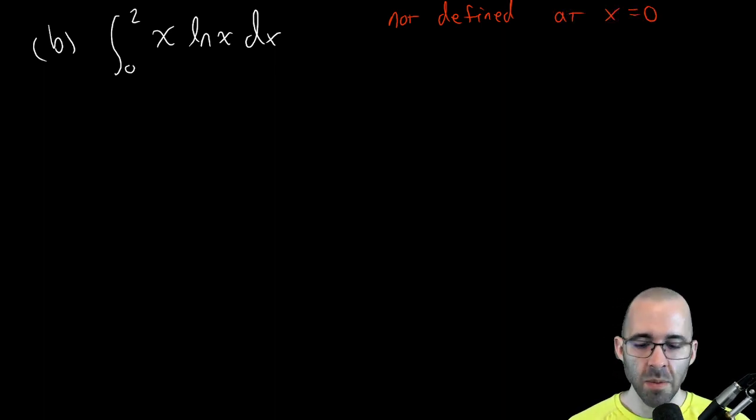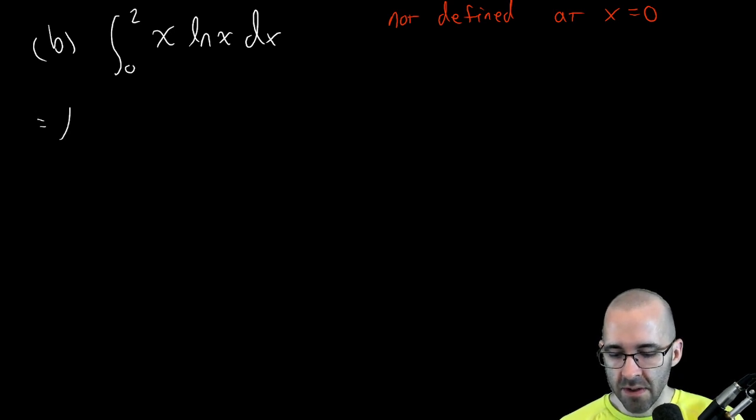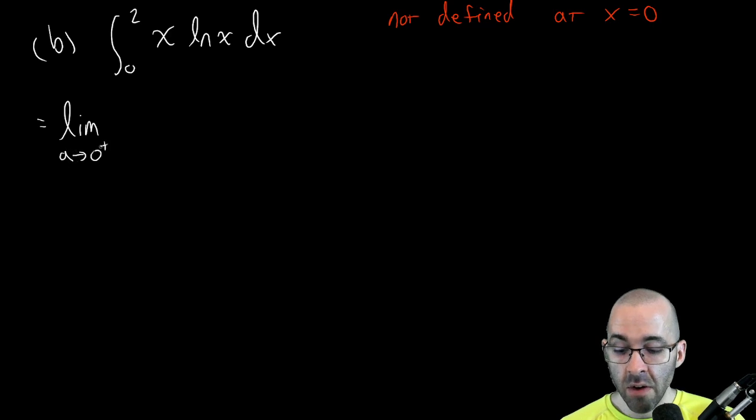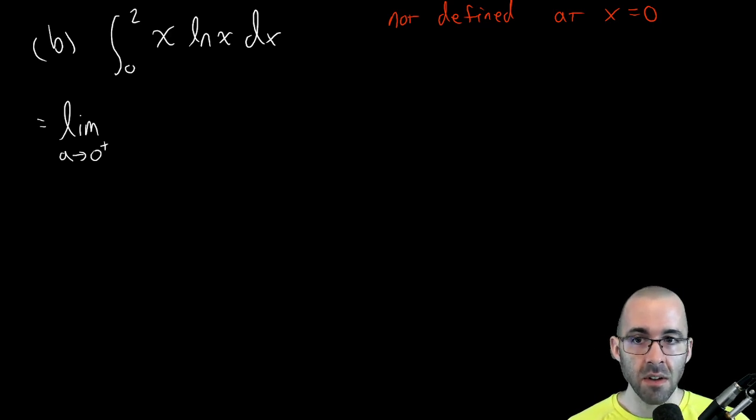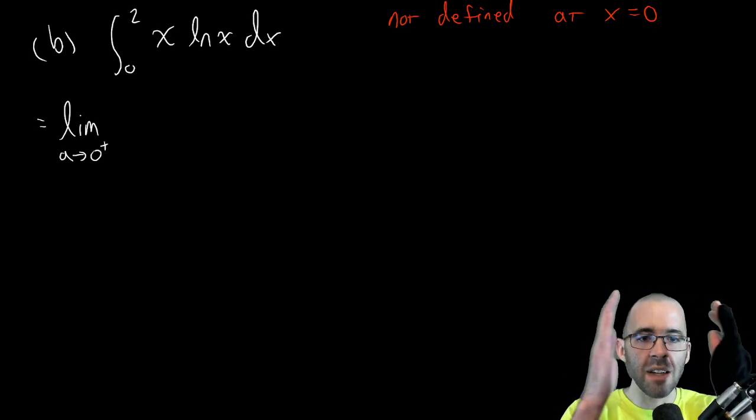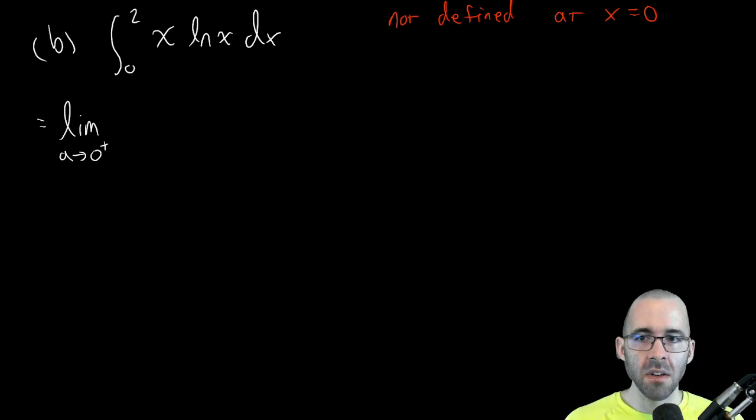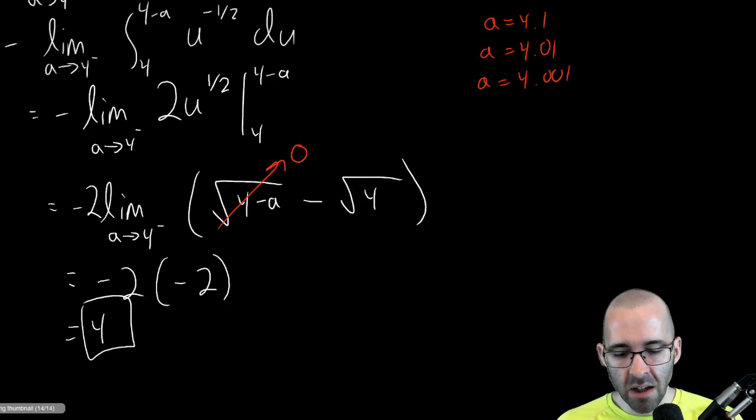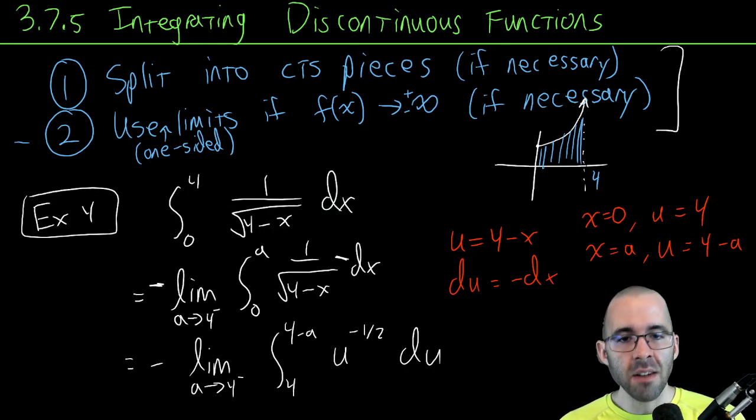We're going to set this up with methods for improper integrals. This is going to be the limit as a goes to 0 from the right, because we're looking from 0 to 2. We have to always approach from inside the interval. Okay, so here, we were trying to get to 4. How do we approach 4? We have to approach 4 from the interval. So we have to approach 4 from the left.